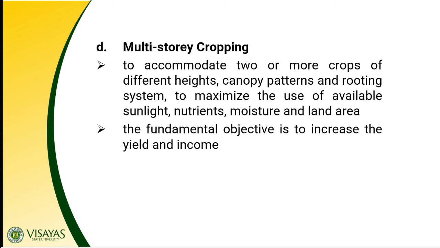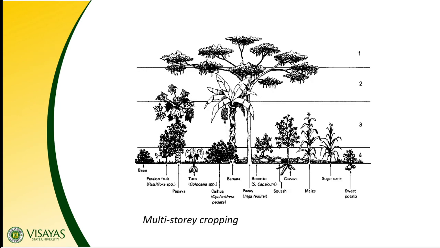Okay, another type is the multi-story cropping system, which aims to accommodate two or more crops of different heights. Take note, different heights, canopy patterns and rooting systems to maximize the use of available sunlight, nutrients, moisture, and land area. The fundamental objective of multi-story cropping system is to increase the yield and income. So this is a picture showing multi-story cropping system.